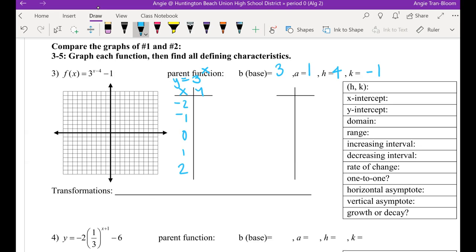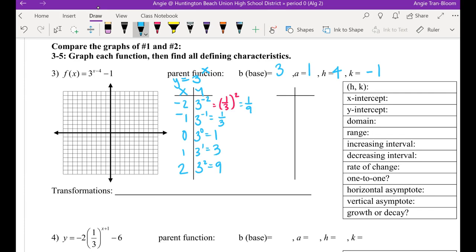So 3 to the negative 2. What do you think the output is? 1/9. Very good. Remember, I can flip it and then raise it to positive power. That's how some of you got it so quickly. It's 1/9. Then 3 to the negative 1 is 1/3. 3 to the 0 is 1. 3 to the 1 is 3. 3 squared is 9. That's the parent for base 3. We have not seen these outputs. The first one was base 2, the next one's base 1/2.